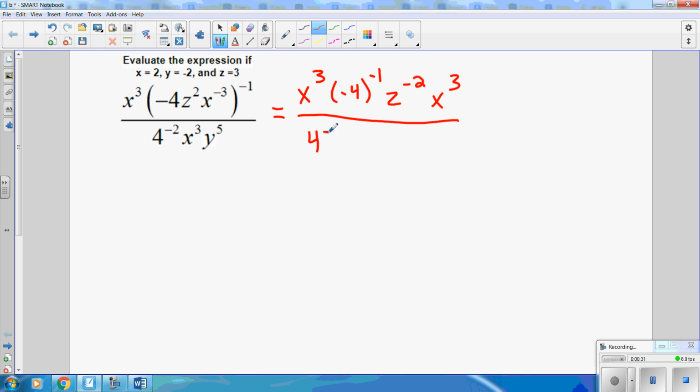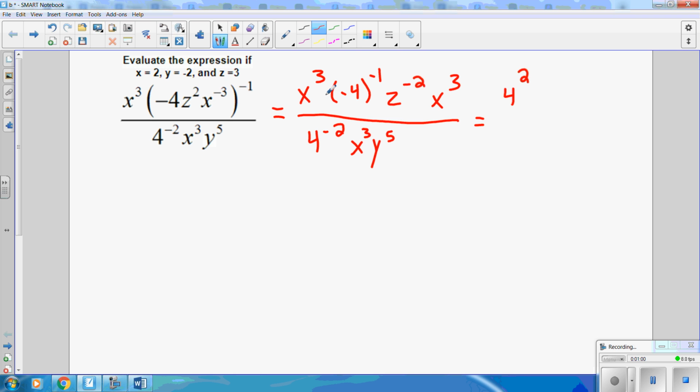Okay, so now I'm going to come over here. I'm just going to rewrite everything. I'm going to take the 4 to the negative 1 and the z to the negative 2 and move these to the bottom. And I'm going to take 4 to the negative 2 and move it to the top, so the exponents are going to be positive. So start with 4 to the negative 2. It becomes 4 squared on top. That's the only thing I'm moving on top.